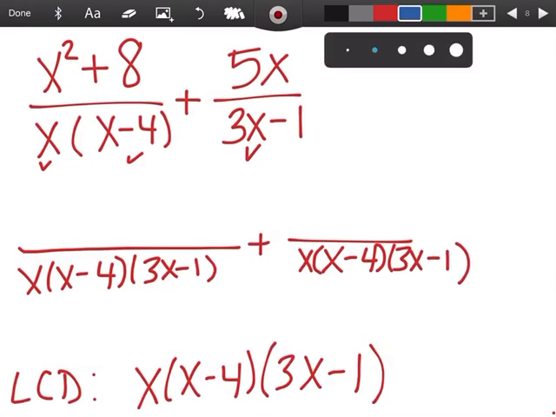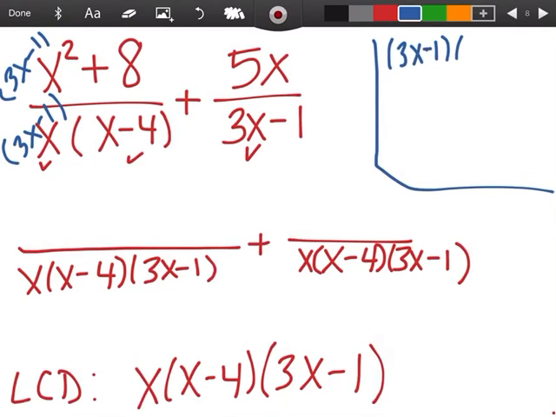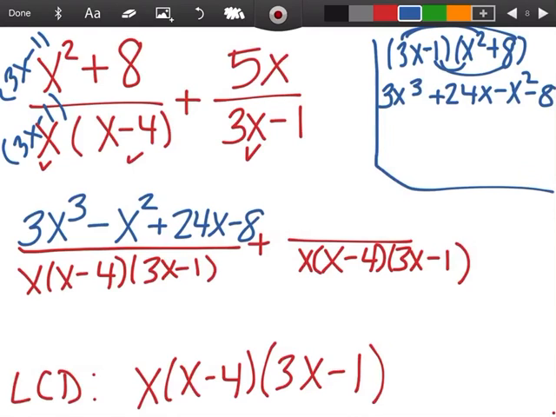So what is the first fraction missing? It's missing a 3x minus 1. So I'm going to take 3x minus 1 times x squared plus 8. And so I'm going to go in order. I've got 3x times x squared, which is 3x to the third, and then I've got a 24x minus x squared minus 8. So when I write that over here, I'm going to put it in standard form. 3x to the third minus x squared plus 24x minus 8.